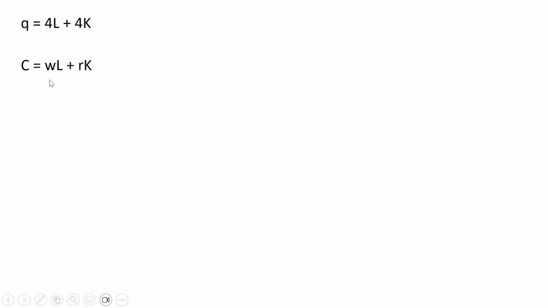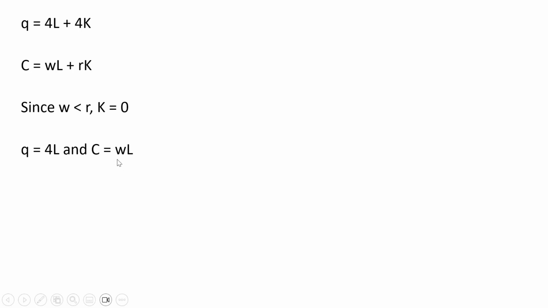Here is our cost function, which is the wage times units of labor plus the price of capital times units of capital. And since W is less than R, we argued that K will equal 0 and the firm will only hire labor inputs. So taking our production function here, setting K equal to 0, we get Q equals 4L. Taking our cost function, setting K equal to 0, we just get C equals W times L.